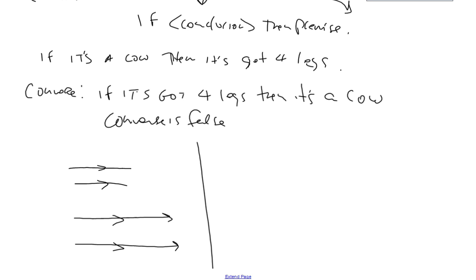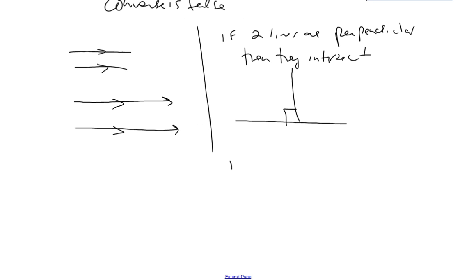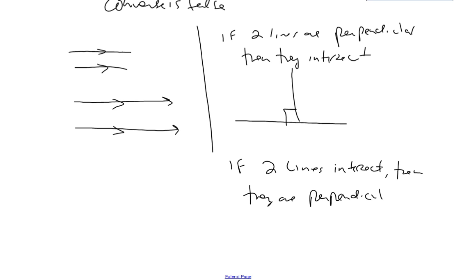But let's take an example where the converse is false. For example, if two lines are perpendicular, then they intersect. Okay? And we know that that's true. Look, here I have 2 lines that are perpendicular, they form right angles. Then they intersect. That's absolutely true. The converse would be, if 2 lines intersect, then they are perpendicular. Is that necessarily true? No, that is definitely false.